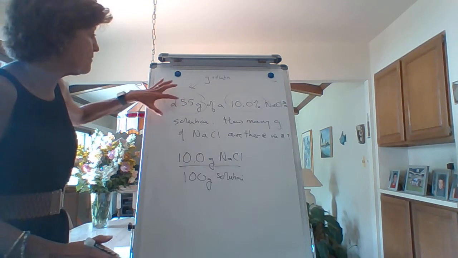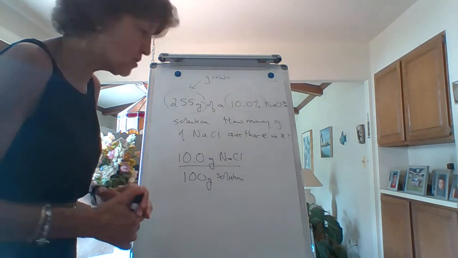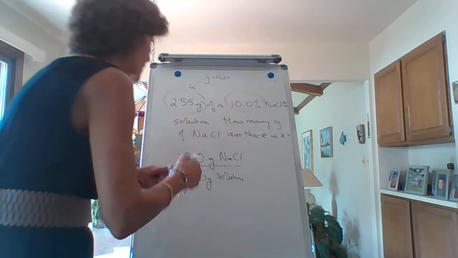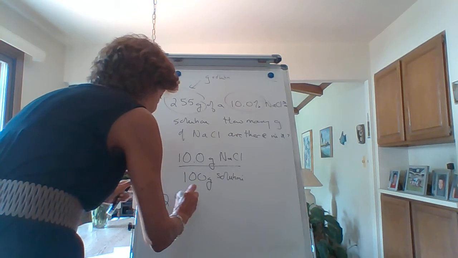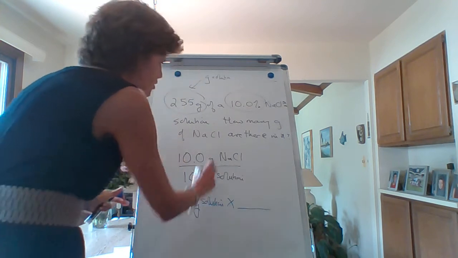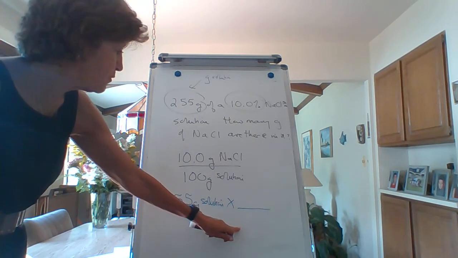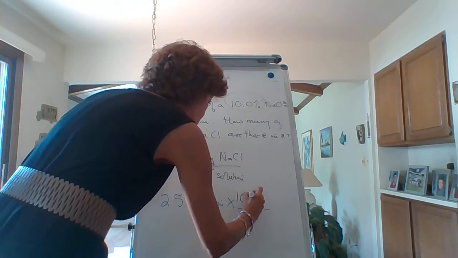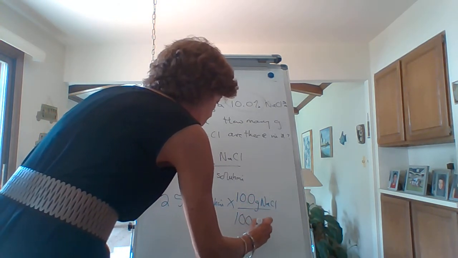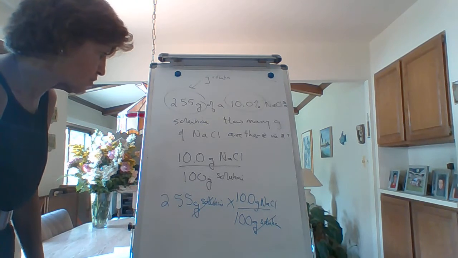What did they give us? They gave us 255 grams of solution. So now it's pretty straightforward. I'm going to just go ahead and use a different color here. Actually, I'll use blue. I'm going to write 255 grams of solution. I'm going to use this as a conversion factor. Can you see that grams of solution will cancel out with grams of solution if you put it down here? So this is going to work out nice and easy. 10.0 grams of sodium chloride per 100 grams of solution. So grams of solution will cancel out with grams of solution.